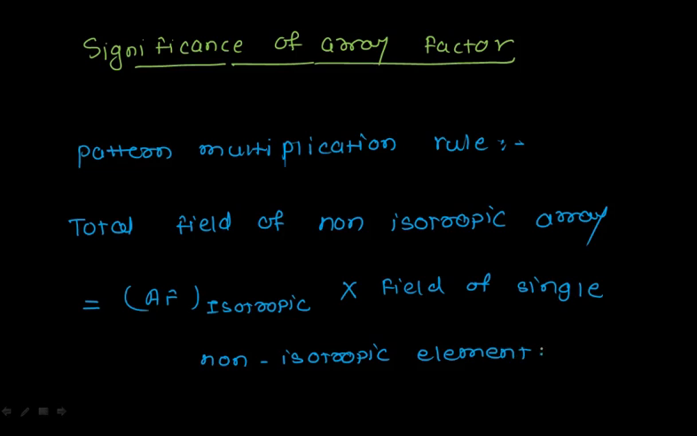If I am using non-isotropic elements and they are identical elements, then I can multiply the array factor of the isotropic array, or isotropic element, with the field of a single non-isotropic element. It gives me the complete radiation pattern of that n element array. So if the actual elements are non-isotropic sources, then the total field can be obtained by multiplying the array factor of the isotropic sources by the field of a single non-isotropic element, and this rule is called the pattern multiplication rule.